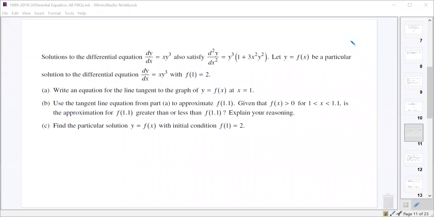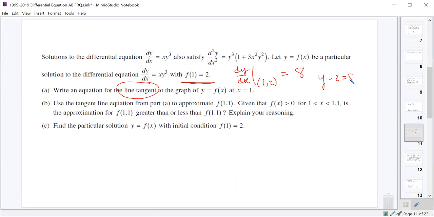Okay, part A, write an equation for the tangent line to f at x equals 1. So anytime we need a tangent line, we need a slope, we need a point. The point is given to us, (1, 2). We need the slope, so we'll plug in (1, 2) to dy/dx. To find that value, looks like that should be 8. So we've got y minus 2 equals 8 times (x minus 1). Good? Yeah? That was worth 2 points. 1 point for the slope, 1 point for the equation.